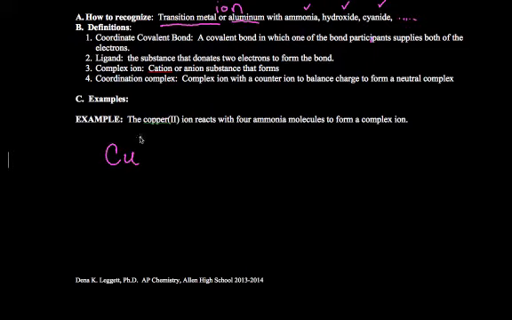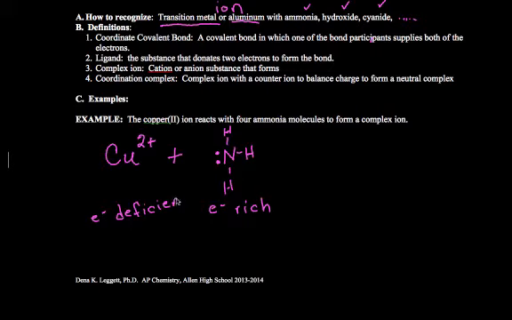I have a copper 2 ion, so copper 2 plus ion, and I'm going to react it with ammonia. I want to write out the structural formula of ammonia. And you'll note that if you do that, you see this non-bonded pair of electrons. So this is electron rich, and this is electron deficient. It's a positive ion. And so there's going to be a force of attraction.